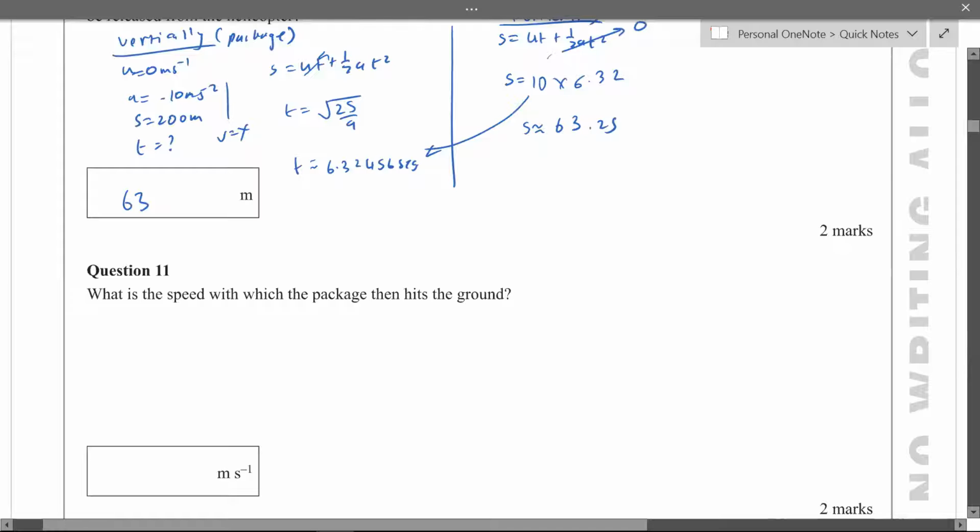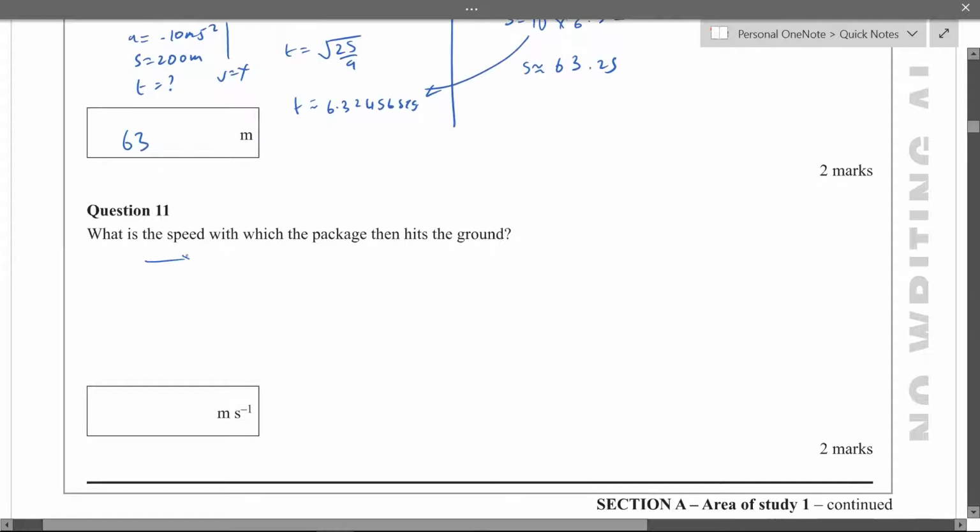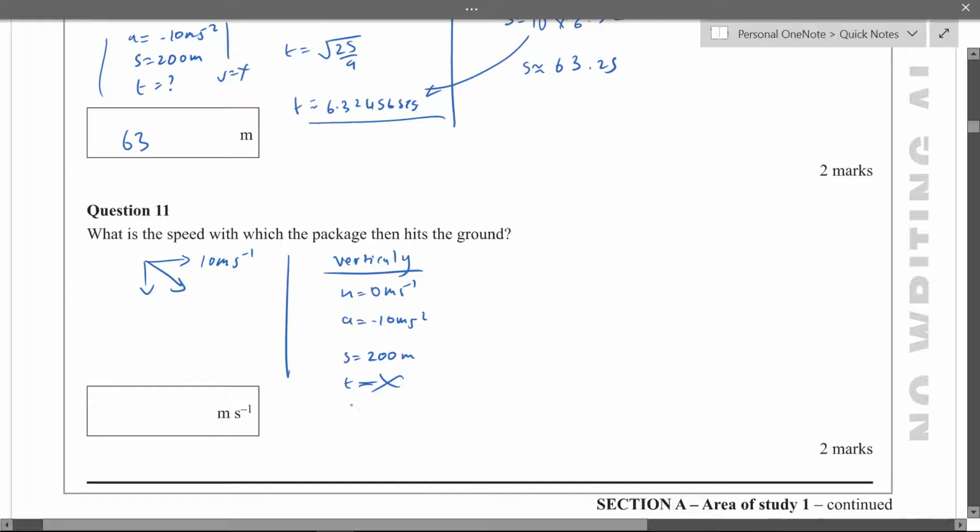What is the speed at which the package hits the ground? We know the horizontal speed is always 10, but when the package hits the ground, it'll look like this. There's a vertical velocity. We can figure that out using the constant acceleration formulas for the package again, but we're trying to find v this time. So a is -10, s is 200. You can use your t value, but I'm going to choose not to in case I made a mistake there. It's safer to use a different equation that doesn't require t.